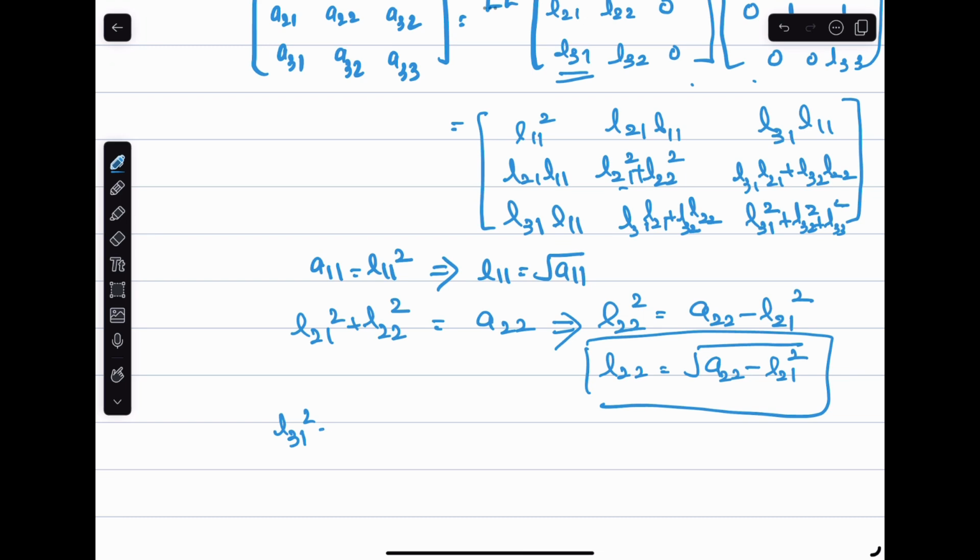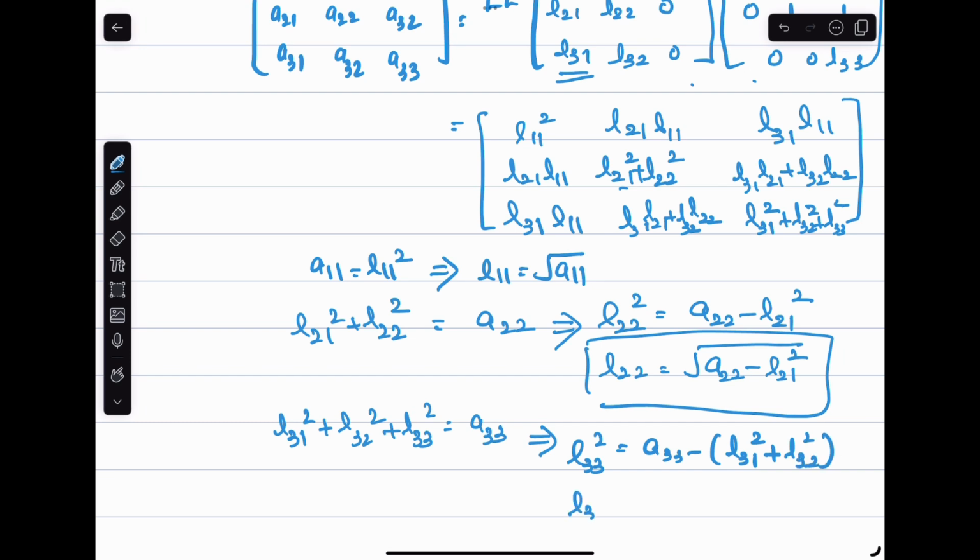Now we will find L33, right? So L33 will be the last element. L31 square plus L32 square plus L33 square is equal to A33. So we have to find L33. So L33 is nothing but the root of A33 minus L31 square plus L32 square, the whole square of L32. So if I just want to find L33, it is the root of A33 minus L31 square plus L32 square.